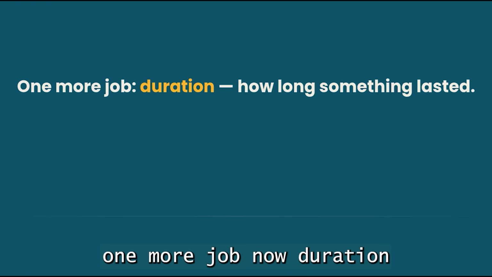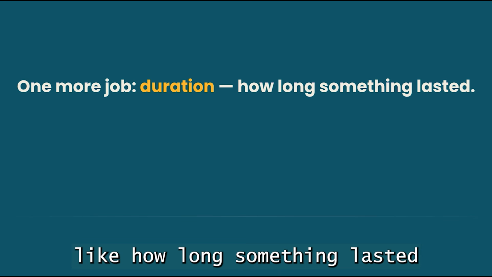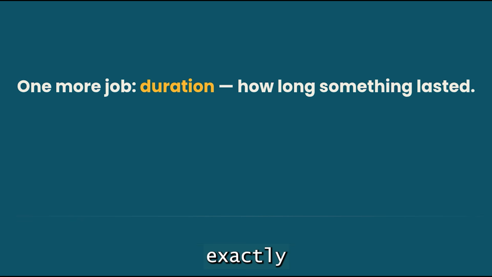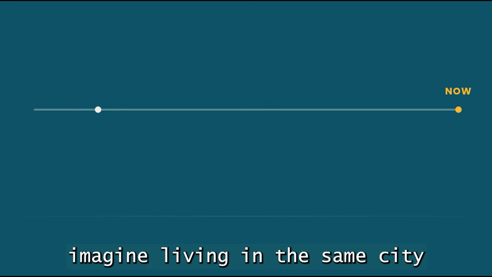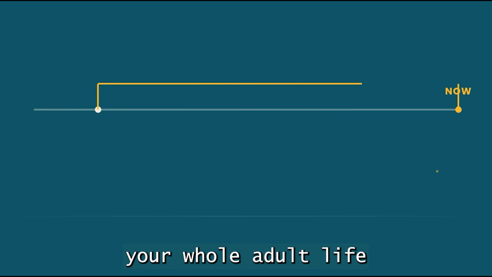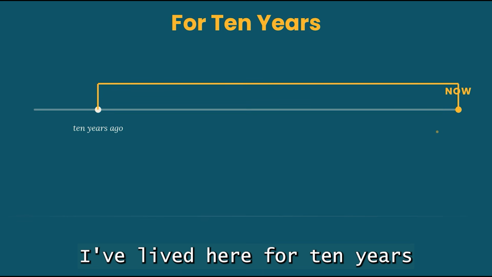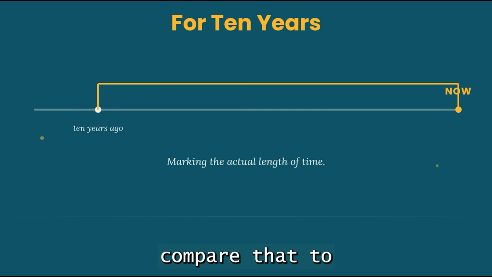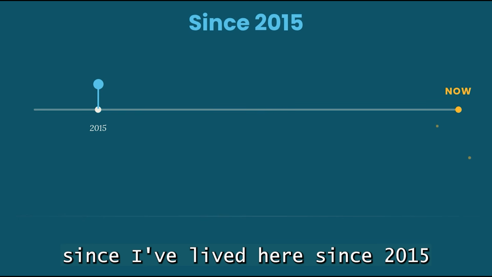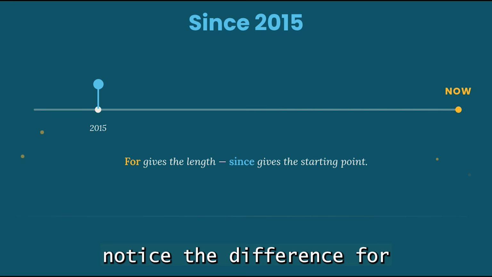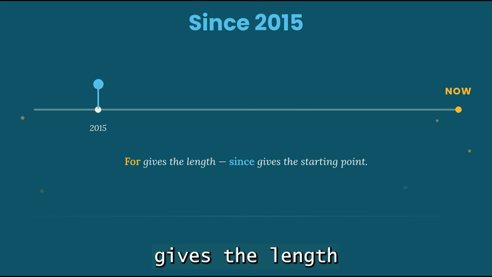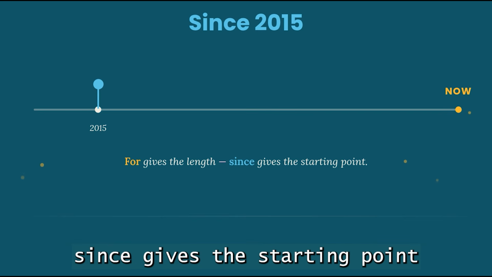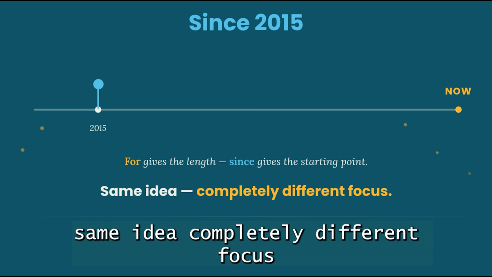One more job now, duration. Like how long something lasted? Exactly. Imagine living in the same city your whole adult life. "I've lived here for 10 years." Right, marking the actual length of time. Compare that to "since." "I've lived here since 2015." Notice the difference. "For" gives the length, "since" gives the starting point. Same idea, completely different focus.